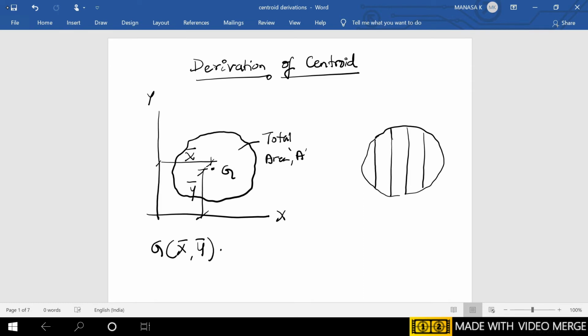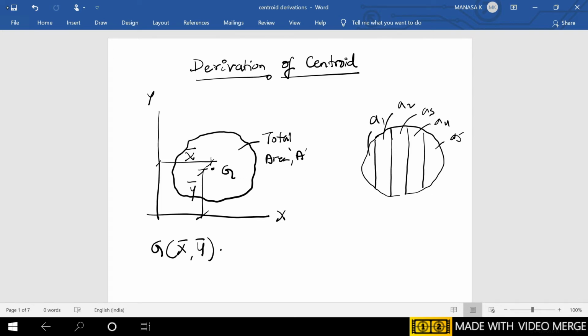As you increase the number of elemental strips, the centroid position whichever you will get for the entire irregular lamina will be the exact point. So I need to divide this into n number of elemental strips. Here I have divided into 5, whose areas are considered as A1, A2, A3, A4 and A5.